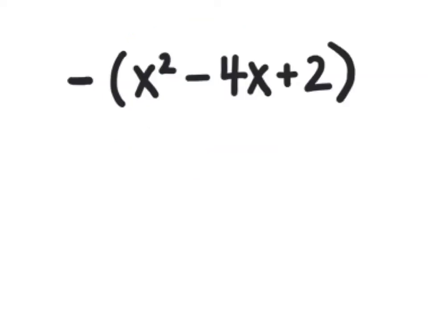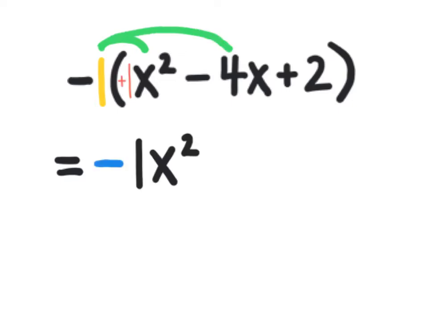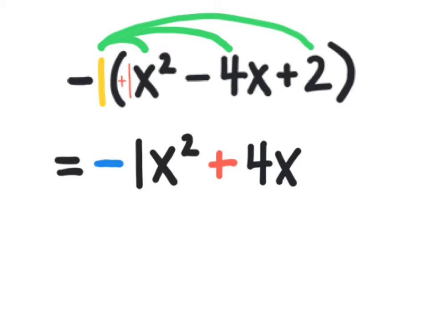Keep in mind that if a negative appears without a number, we'll know that that's automatically a negative 1. So in front of this set of brackets, there's a negative 1 that's going to need to be multiplied with everything inside. Once again, we'll need to be careful about our negatives and our positive signs. Negative 1 times 1x squared will give us negative 1x squared. Negative 1 times negative 4x will give us positive 4x. And negative 1 times positive 2 will give us negative 2.